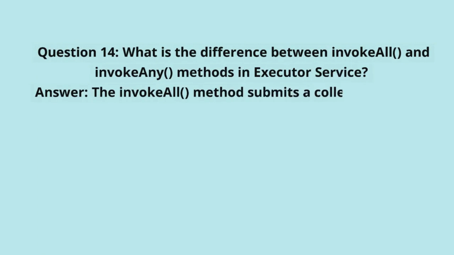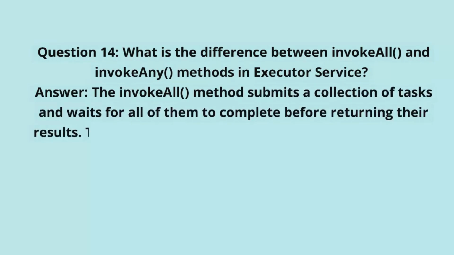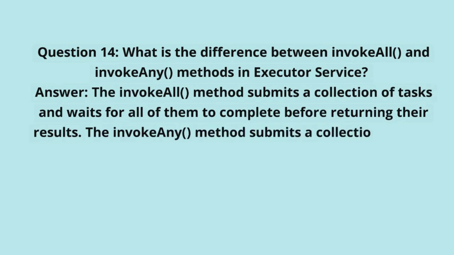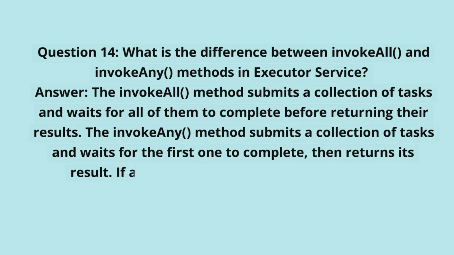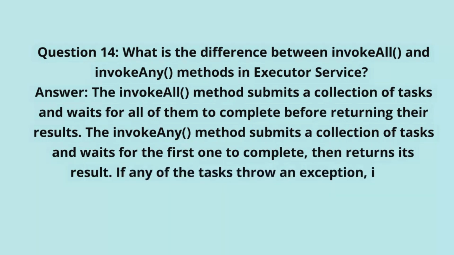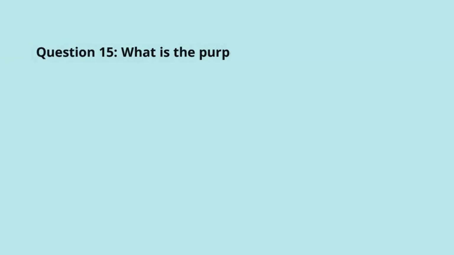Answer. The invokeAll method submits a collection of tasks and waits for all of them to complete before returning their results. The invokeAny method submits a collection of tasks and waits for the first one to complete, then returns its result. If any of the tasks throw an exception, it is immediately propagated to the caller. Question 15. What is the purpose of the ForkJoinPool class in Java?